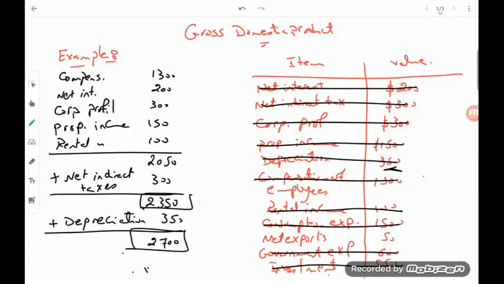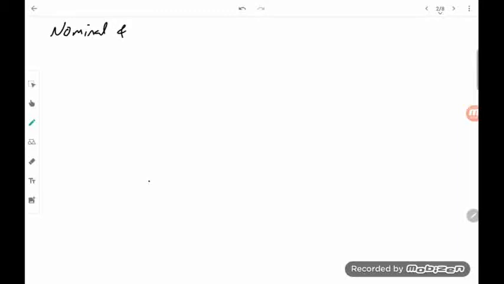Now we are going to move to the second part of our lecture. What's meant by nominal GDP and real GDP? As we said in the definition of GDP, GDP is the market value of all final goods and services produced in a country during a specific period of time. So nominal GDP means that we are going to use the current year prices.